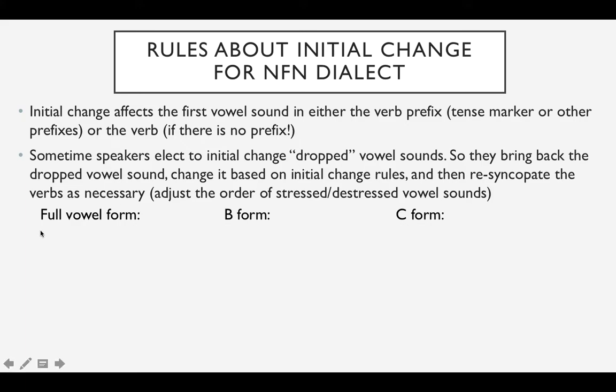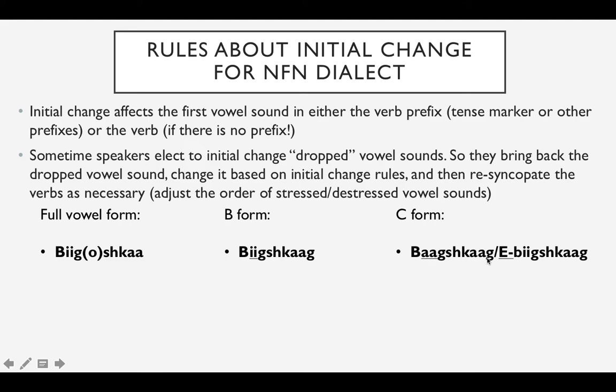So we're going to have our full vowel forms here with all their glorious short vowels, the B form versions, and then we're going to do the C form versions over here. So bigoshka was the old way of saying it, that there's an O in there. So we're changing the first vowel sound after the B form version. So we have bigskog with the suffix there. So we're going to change that double I to a double A. Bogskog, or you can use the hanging E prefix, ebigskog.